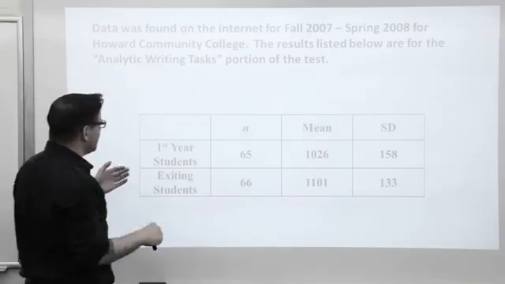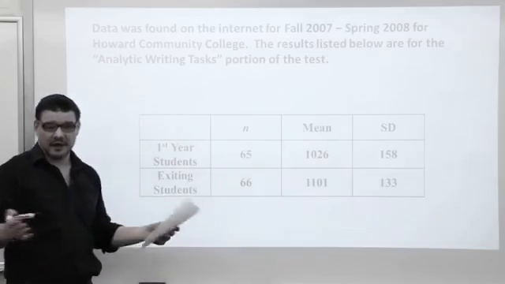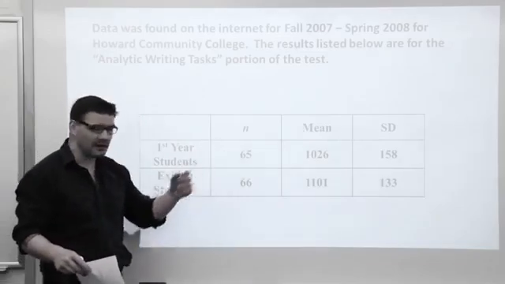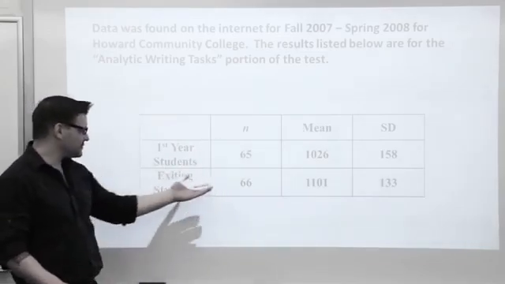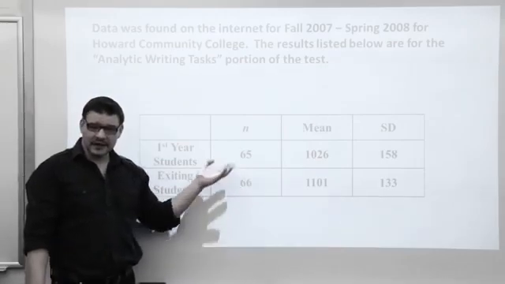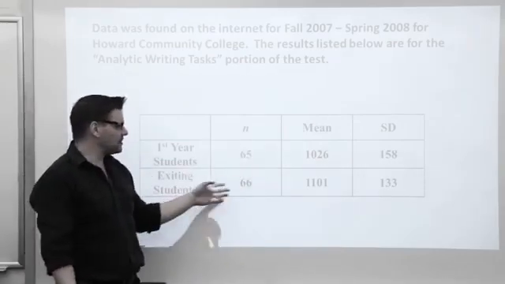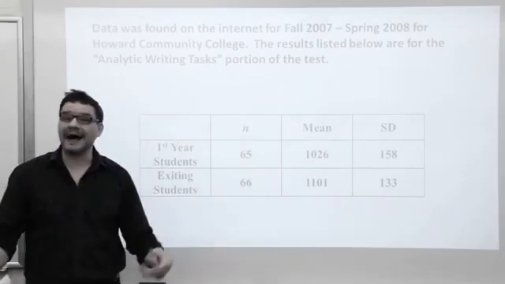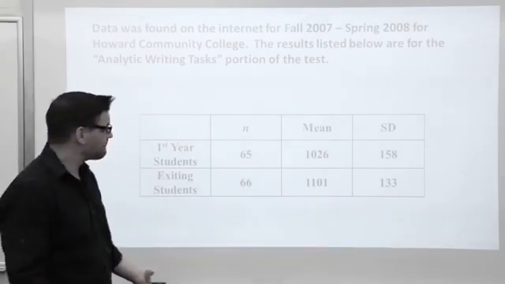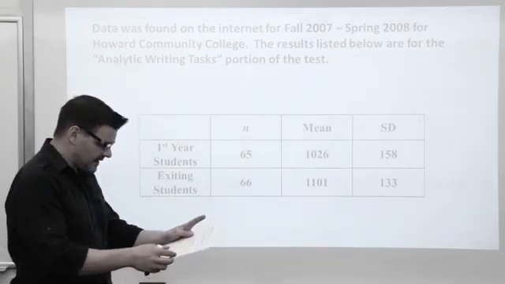Now clearly at Howard, there's more than 65 incoming students. This is just a small sample. And clearly at Howard Community College, there's more than 66 graduates. Using the sample data, are you convinced that the graduates do better on this test overall, on average? Okay, so that's the thing.